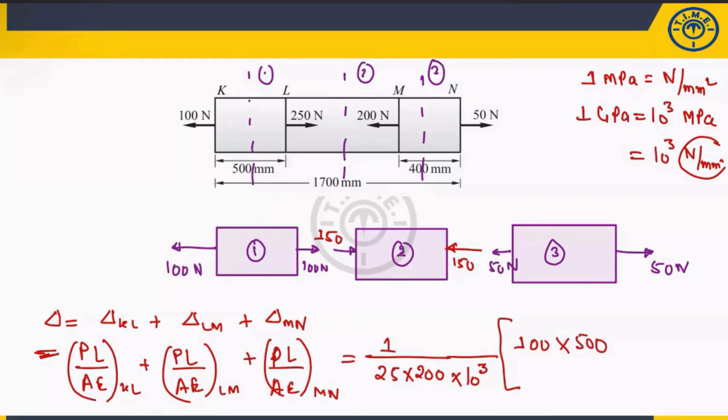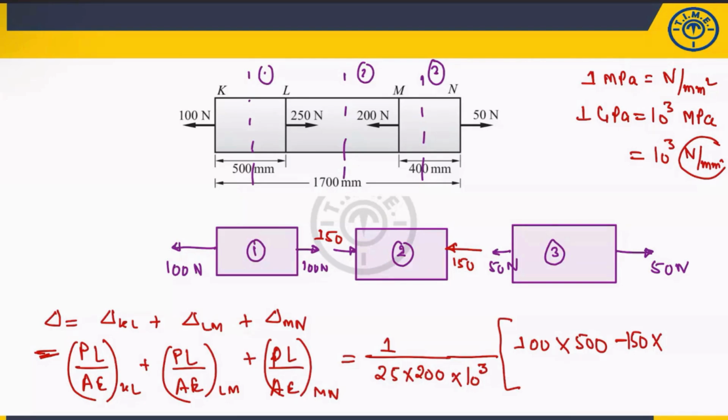Now the thing is, why I told you to consider the sign also: because if you see, this is compressive. For compressive, you have to consider minus load, 150. What is the length of this bar? If this is 500, this is 400. Can you please tell me what is this length? Total is 1700. What is this length? Minus 150.